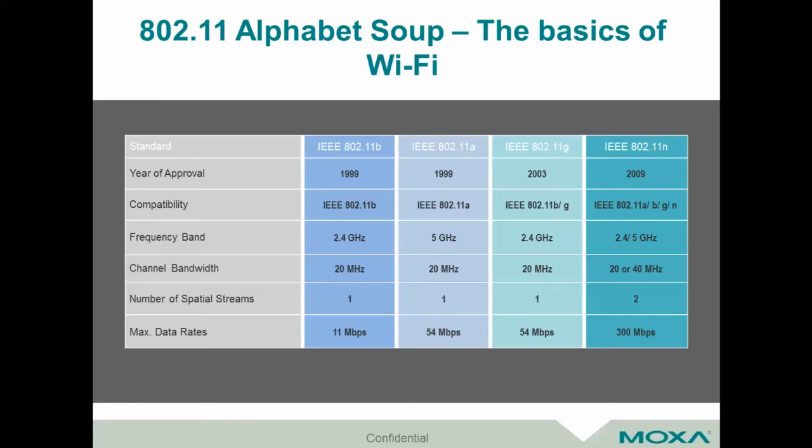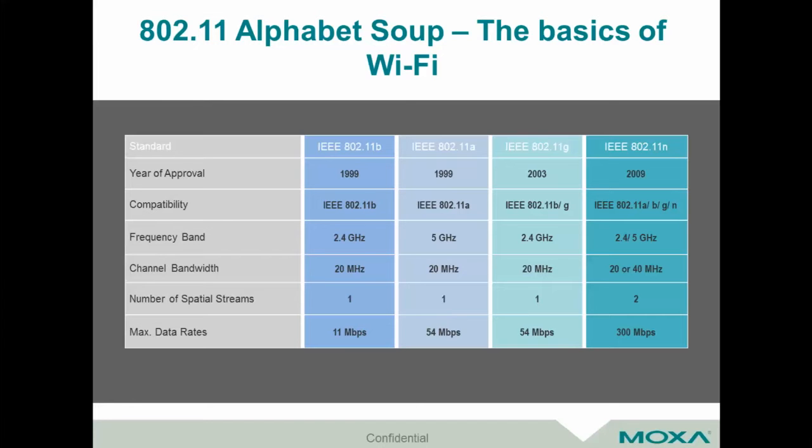Now, 802.11a operates on the 5 gigahertz spectrum, and it's a lot less susceptible to interference. There's a lot less of it on 5 gigahertz. However, the higher communication frequency makes it so that it will not travel as far as the 2.4 will. So there's kind of a trade-off, if you will, between distance and reliability.